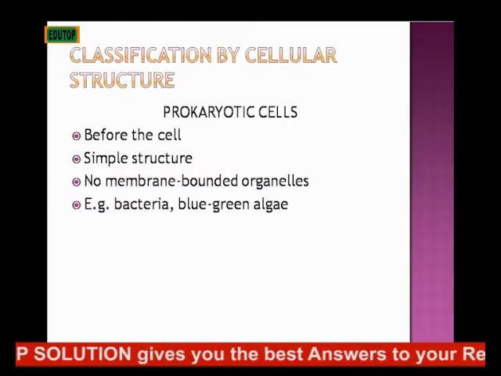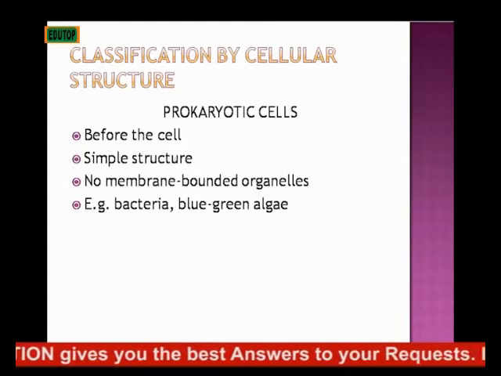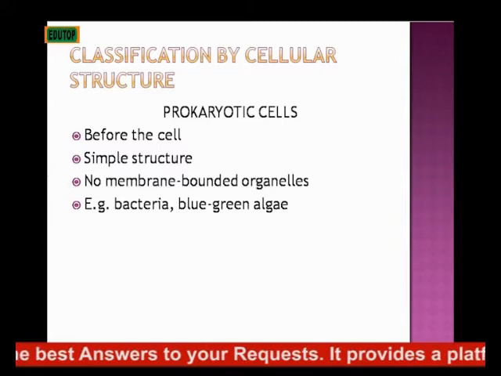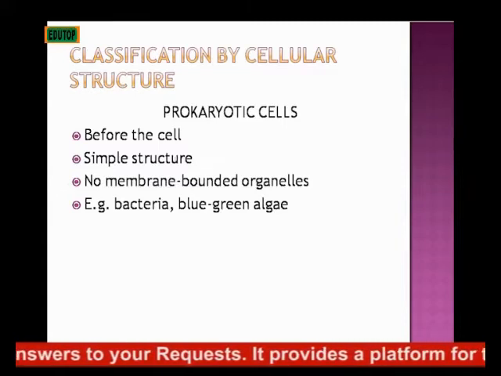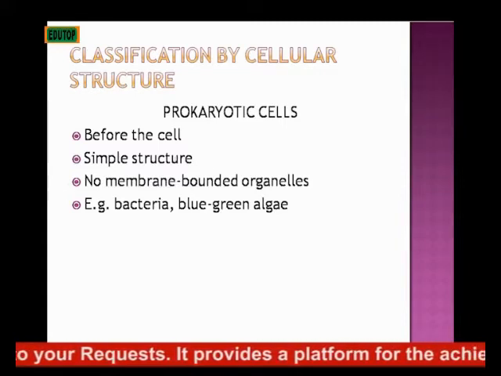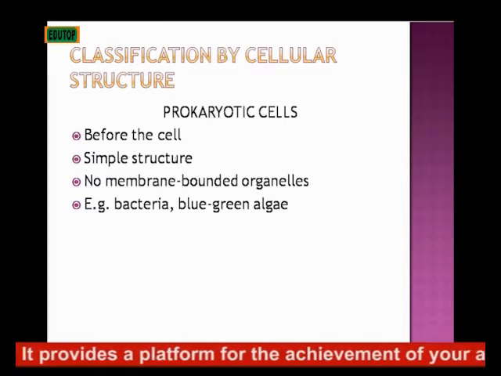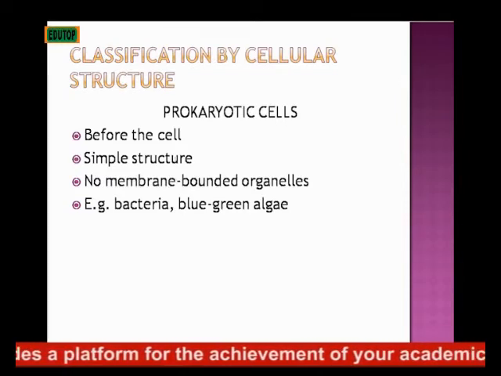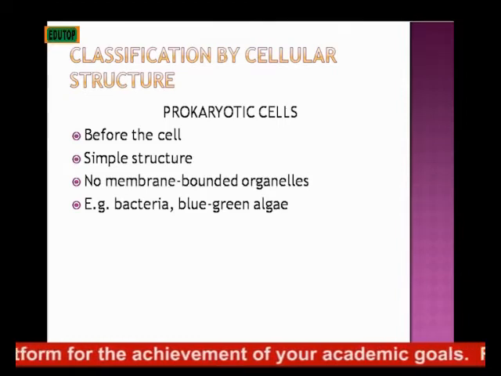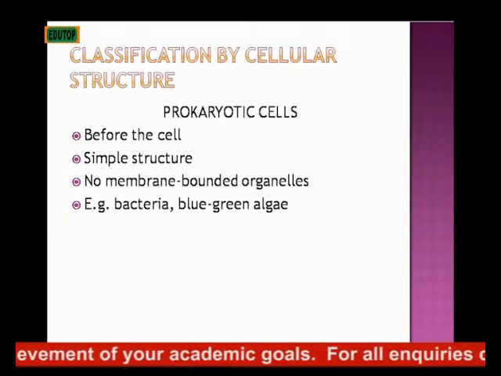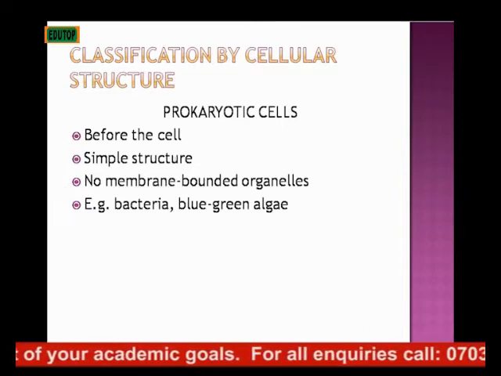Prokaryotic means before the cell. So this type of cell occurs before the normal cell. Another thing is that it has a simple structure. Organisms that have it have a simple structure. Then another characteristic is that it is not bounded by membrane. It does not have membrane-bounded organelles.